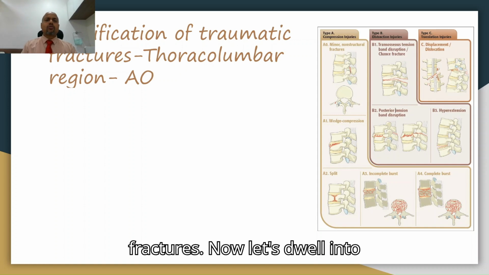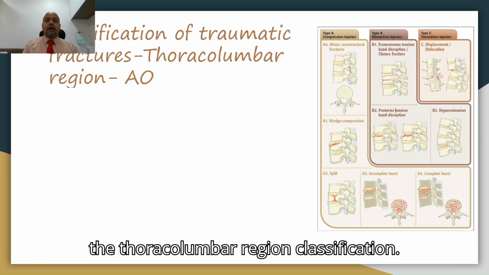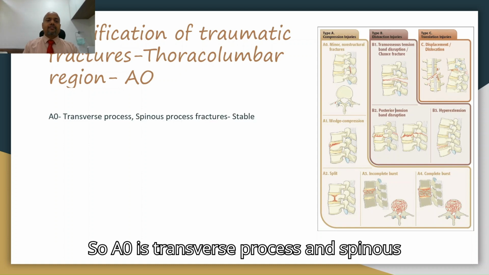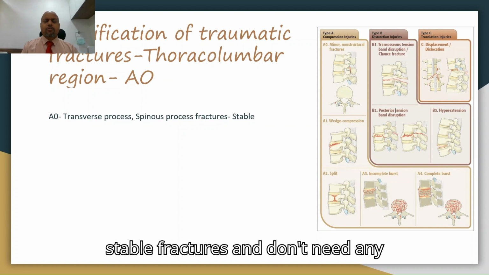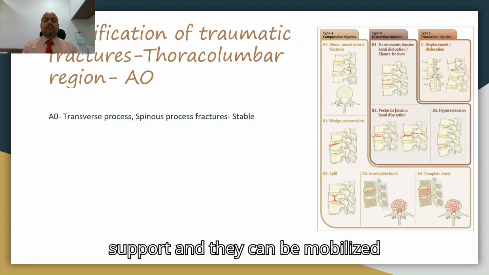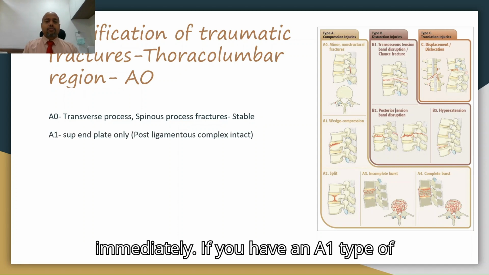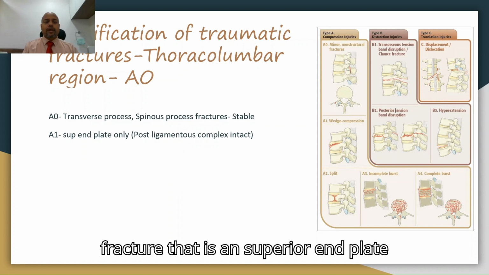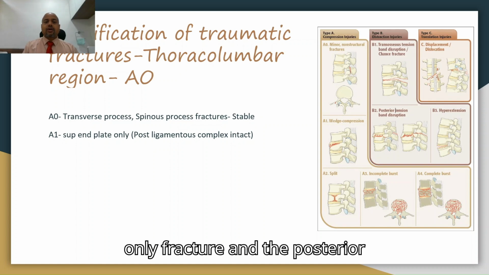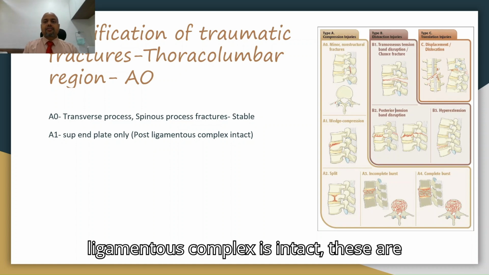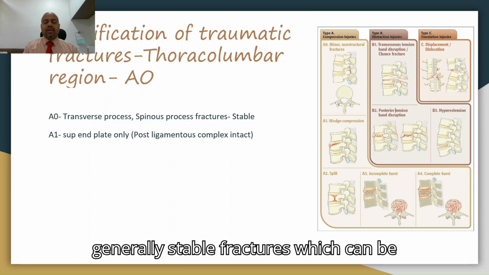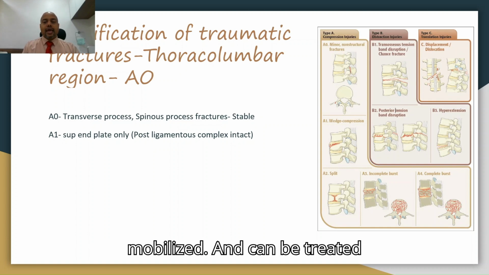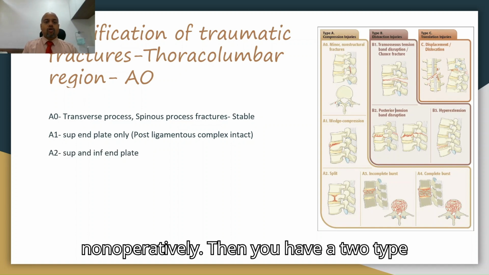Now let's dwell into the thoracolumbar region classification. So A0 is transverse process and spinous process fractures, which are generally stable fractures and don't need any support, and they can be mobilized immediately. If you have an A1 type of fracture, that is a superior end plate only fracture, and the posterior ligamentous complex is intact, these are generally stable fractures which can be mobilized and can be treated non-operatively.